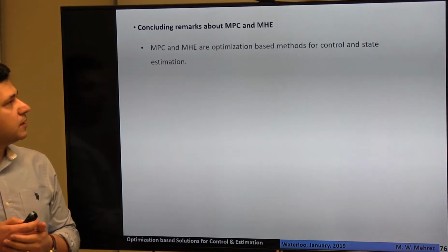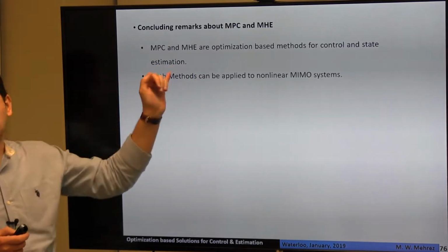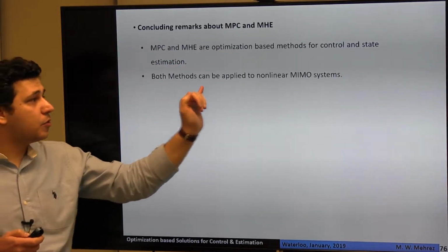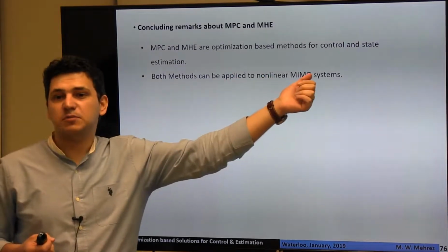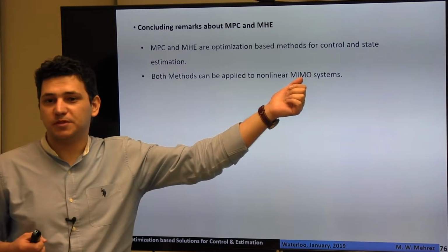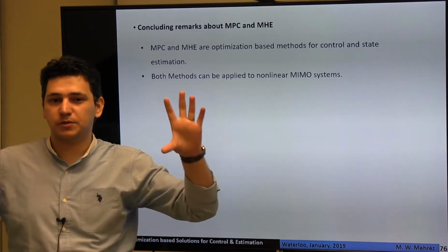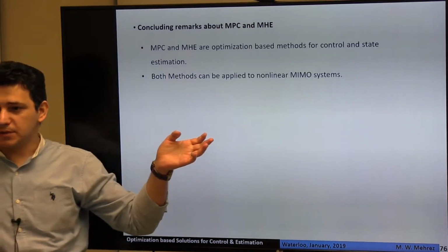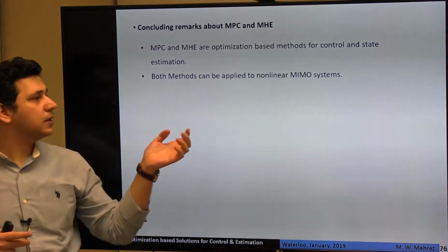All right. Some remarks about MPC and MHE. Both are optimization-based solutions, right, for control and state estimation. Both can apply in general to nonlinear MIMO systems, multiple input, multiple output systems. And this is what we did in this workshop. Our robot example had 2 control inputs and 3 states as outputs. That's already a multiple input, multiple output system. And even for the measurements, we had 2 measurements. That's multiple outputs again.